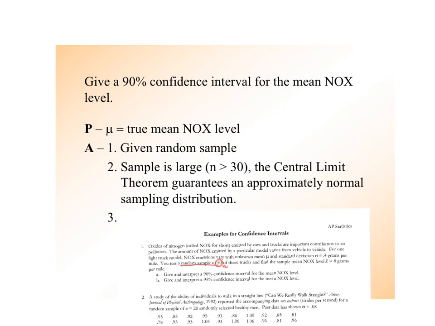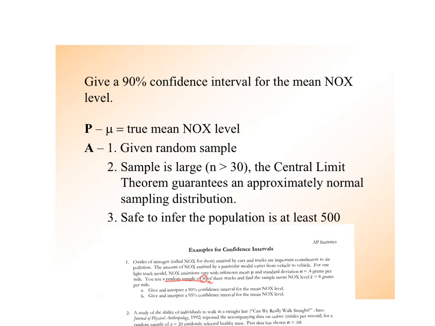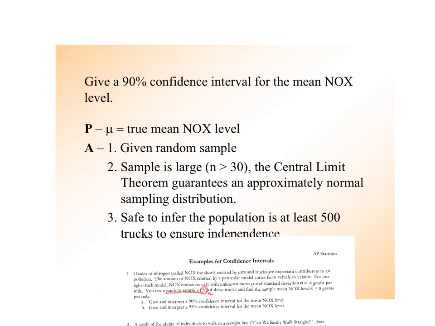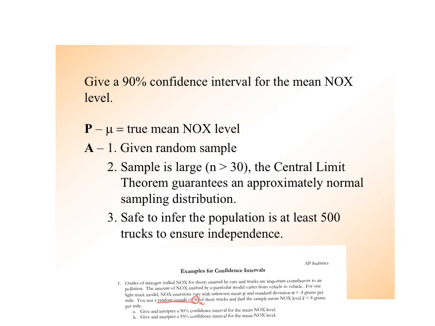Okay. Next, third thing, 10% condition. And for this, we're going to make kind of a template statement and say, it's safe to infer the population is at least 500 trucks to ensure independence. Now, where the 500 comes from, let me show you where it comes from.